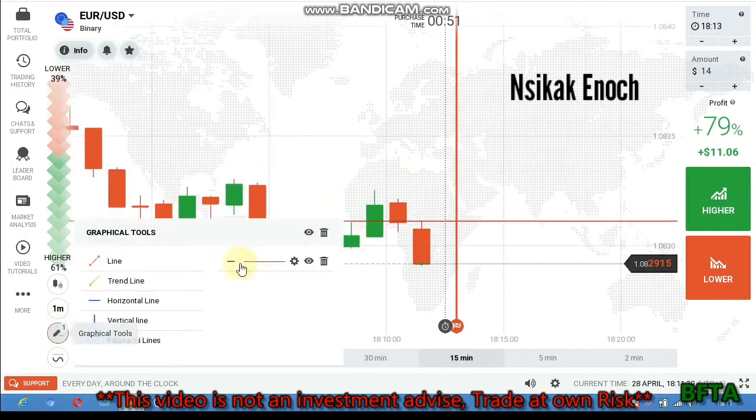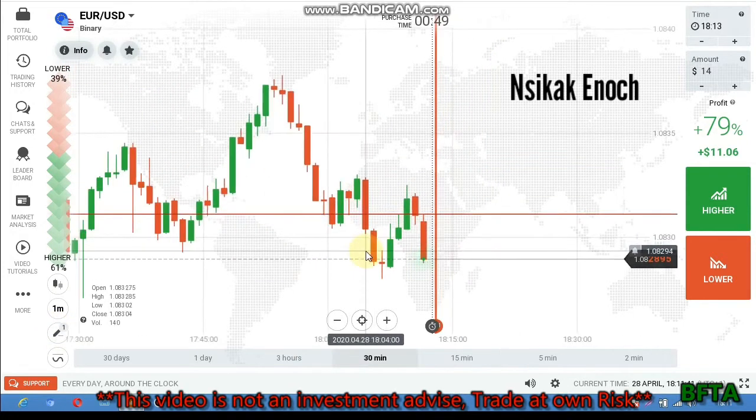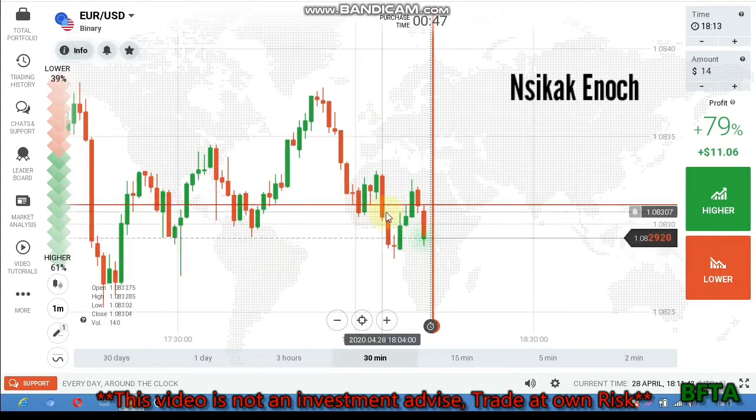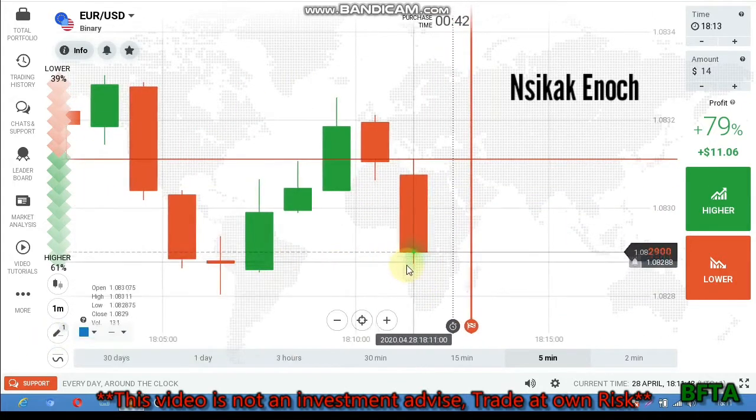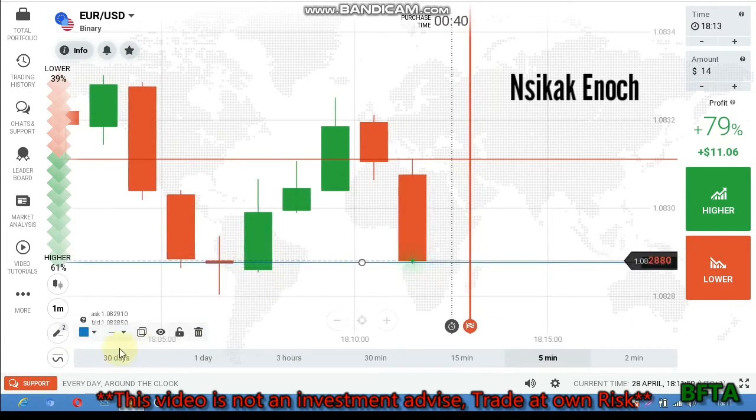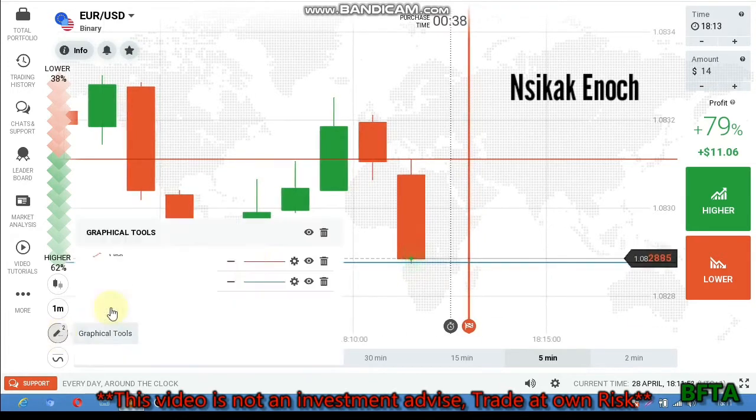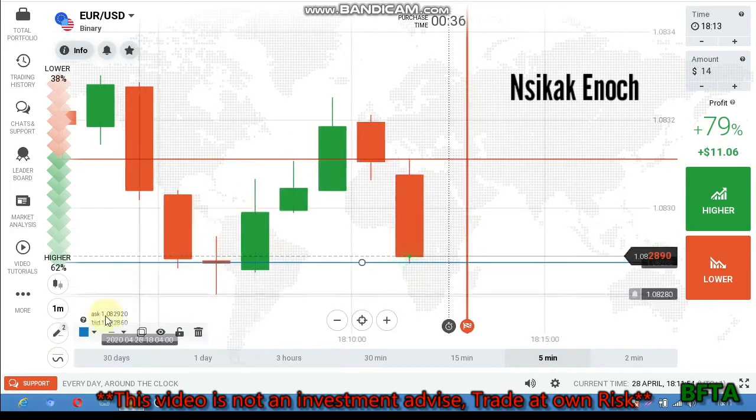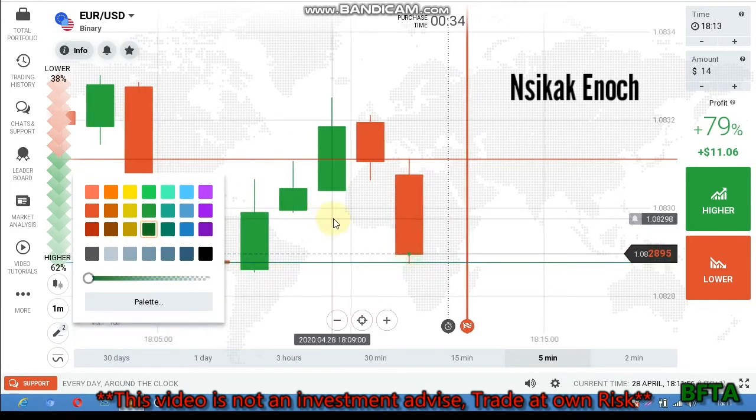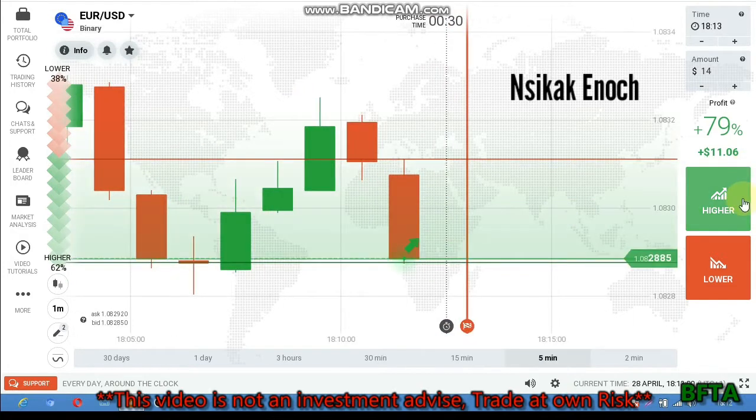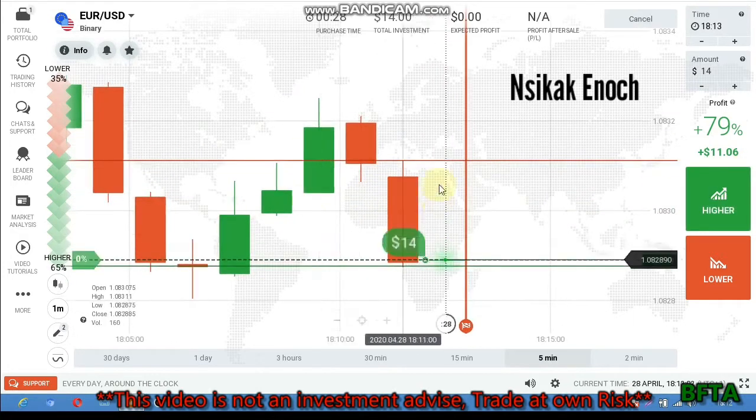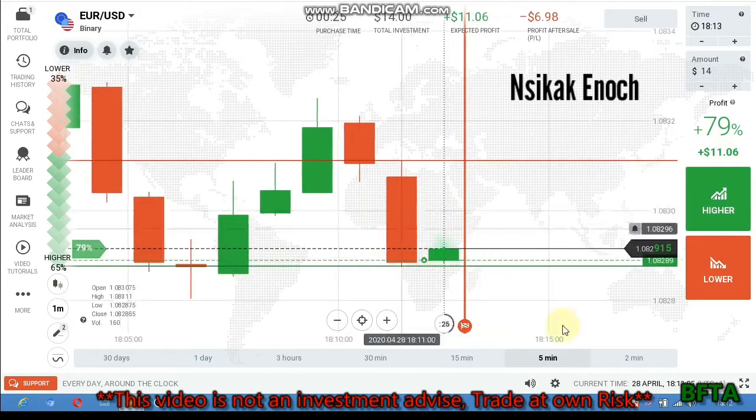So let's see for the buyers. We know this area as buyers area. I can see some rejection here from buyers. That means the buyers are present, and it's at the buyers area. I'm going to place call option. I place call option here because it's at the buyers area.